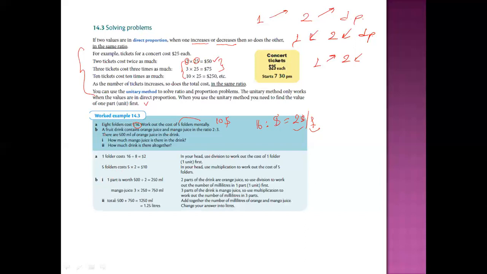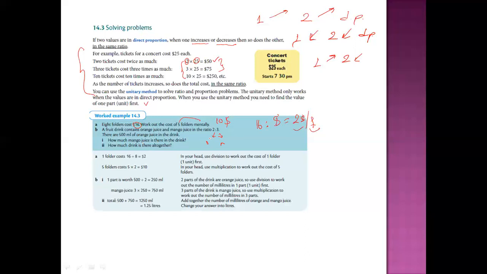So, the second question: a fruit drink contains orange juice and mango juice in the ratio 2 to 3. What is the ratio of the fruit drink? It is 2 to 3. Okay, there are 500 milliliters of orange juice in the drink. Which one is orange juice? Exactly, the first one. Orange juice and mango juice. So the first one, 2, is our orange juice, and the second one is our mango juice. There are 500 milliliters of orange juice in the drink. How much mango juice is there in the drink?